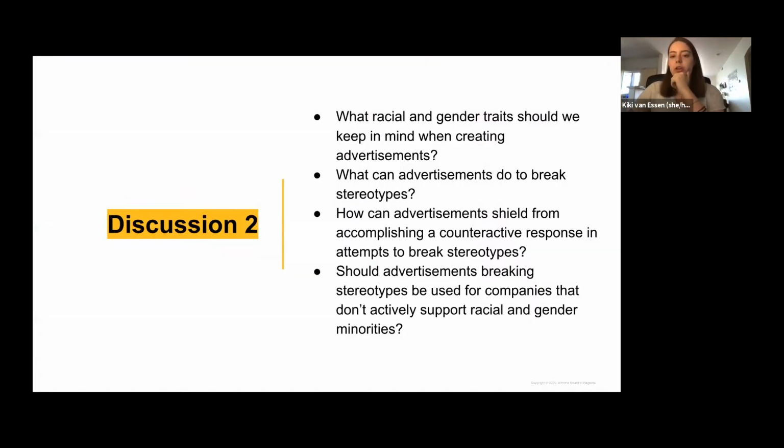So in a discussion, I try to have students think about what different traits we should keep in mind when creating advertisements, how advertisements should be used to break stereotypes, how we can shield from getting a counteractive response like the Love's commercial, and whether advertising breaking stereotypes should be used if companies are not proactively fighting against the discrimination of racial and gender minorities. So you can change these up a little bit too, depending on the outcomes you would want to reach with this activity.